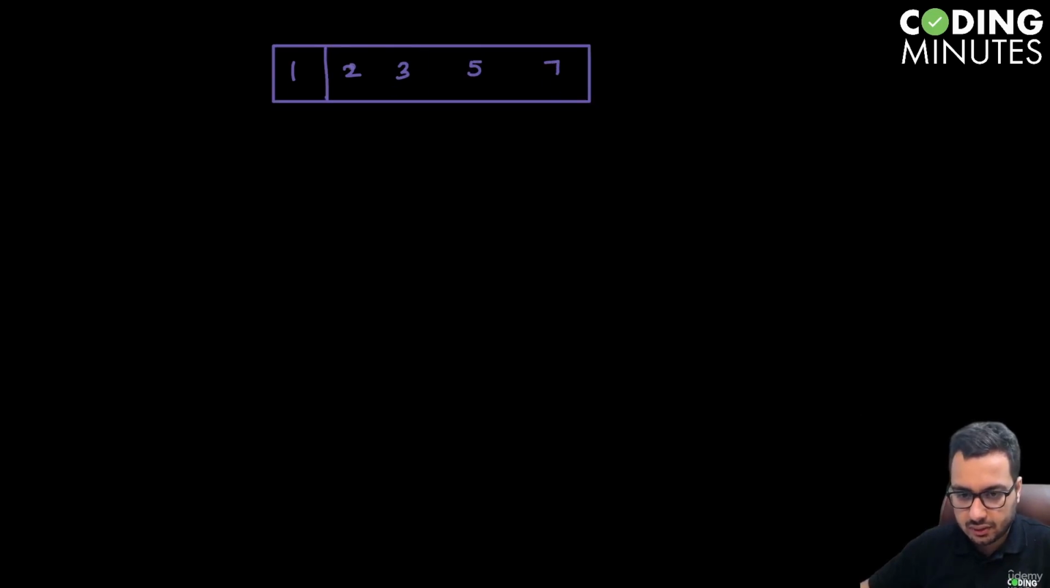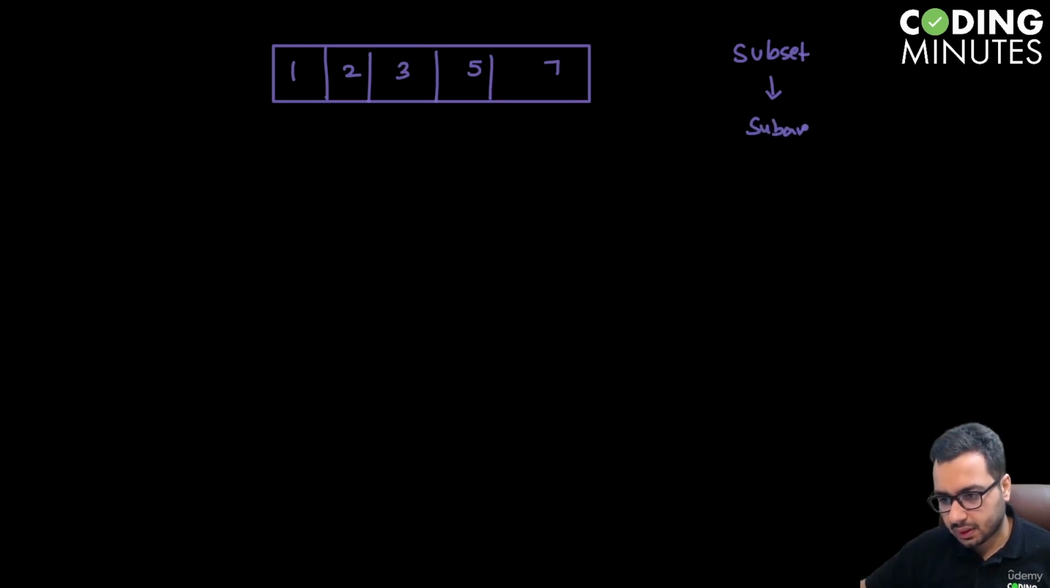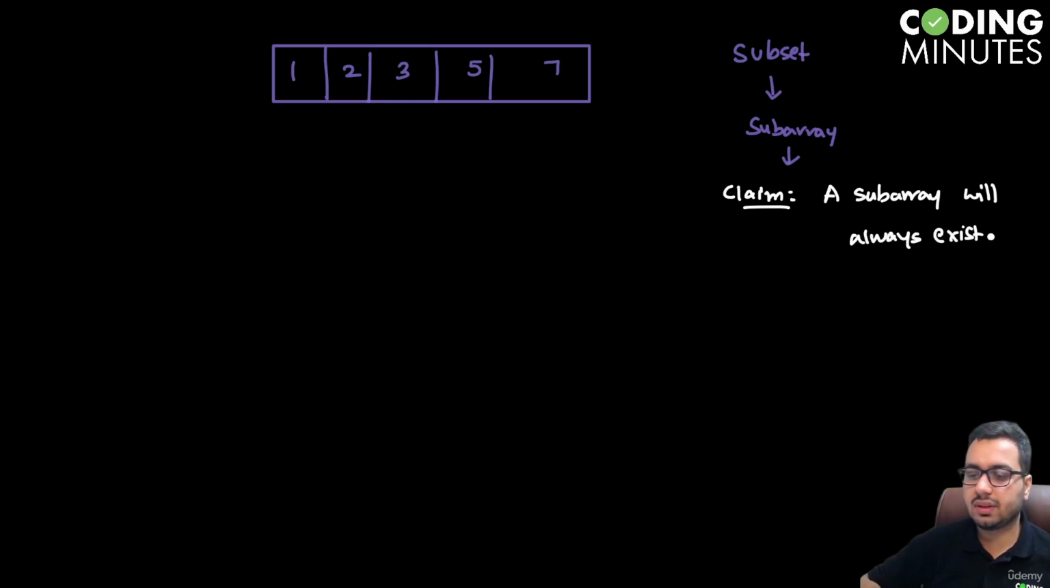Let's take an array, let's say 1 2 3 5 7. Let's say we have 5 elements in this array, and we need to find a subset, or not a subset, there can be a lot of subsets. So we said we will first try to find a subarray, and the claim was that such a subarray will always exist. So we are claiming a subarray will always exist, and we are now going to prove our claim.